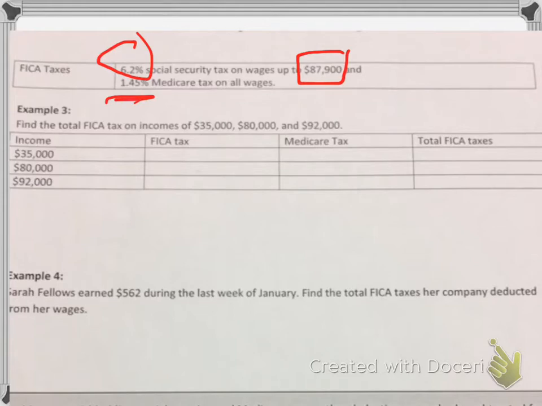So what we're going to do here is fill out this chart with the amount of taxes that would be removed or withheld from us for FICA taxes. So on this first one right here, you're going to take that $35,000 income right here, and you're going to multiply it by, for the FICA tax, this would be, oh, that probably should have said Social Security tax right there, because I have the total FICA over here.